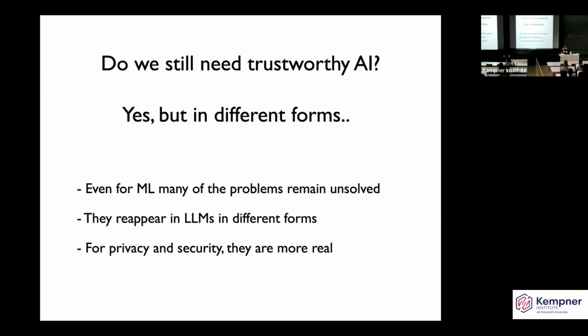Okay, so this is the last part of the talk. So do we still need trustworthy AI? Hopefully, I have convinced you that we still need it. We still have those problems, but now they take very different forms. Obviously, even for ML, some of these problems remained unsolved, but they reappear in different forms. Most of these forms are much more complex than they used to be. For privacy and security especially, they are now very real, because if you try to use these agents, you do run into these problems.